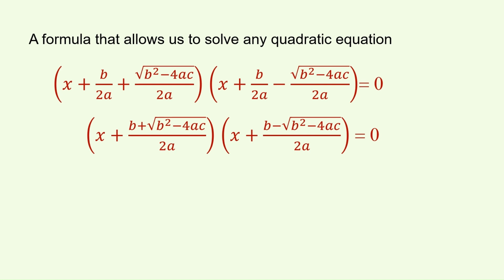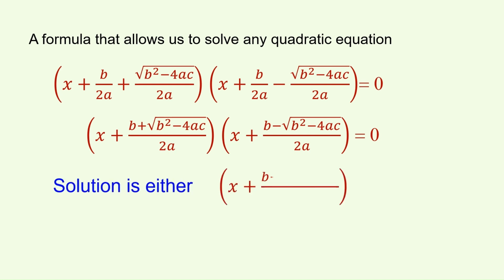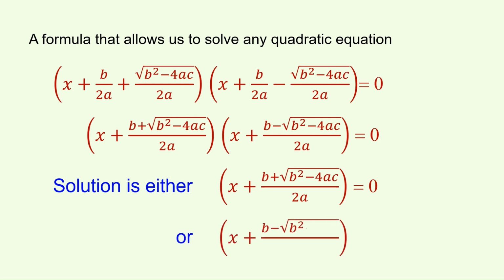As per the null factors law, the solution is either x plus b plus square root of b squared minus 4 times a into c, whole divided by 2 times a, equals 0, or x plus b minus square root of b squared minus 4 times a into c, whole divided by 2 times a, equals 0.